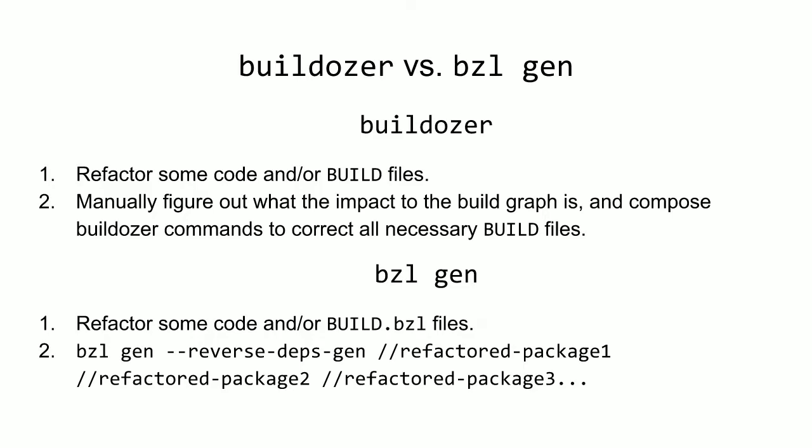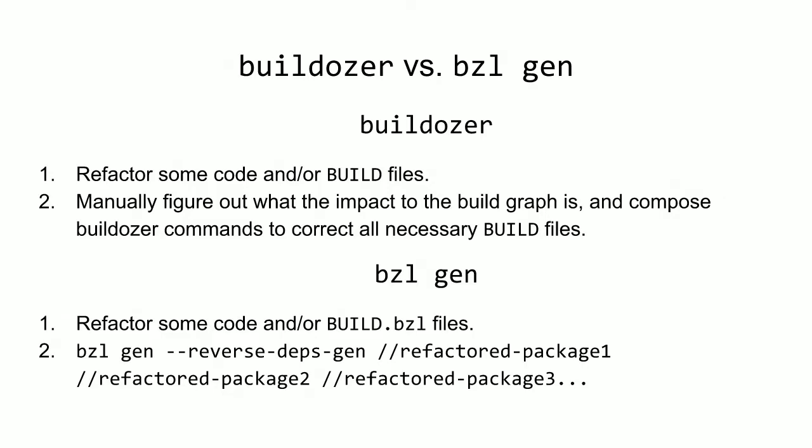Whereas with BazelGen, I just move my code around, maybe change a few build.bzl templates, and then you can use a special option we have for BazelGen called reverse depth gen. What that does is you pass it a bunch of packages which you've refactored. It generates those, and then it finds all the packages in the workspace which depend on those packages and regenerates them too. And that almost always takes care of fixing all the damage from a refactoring in the build graph.